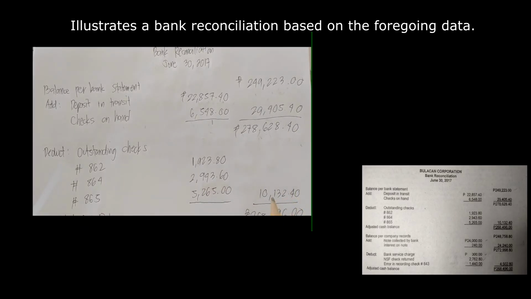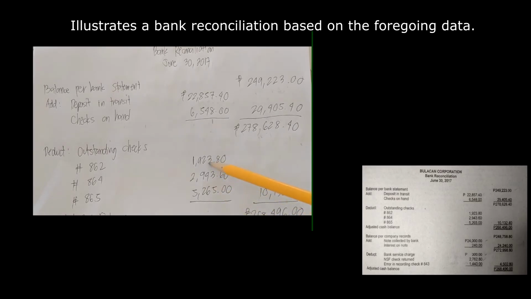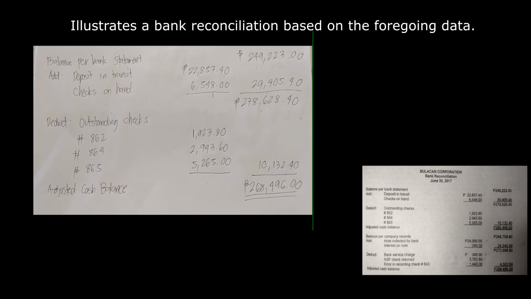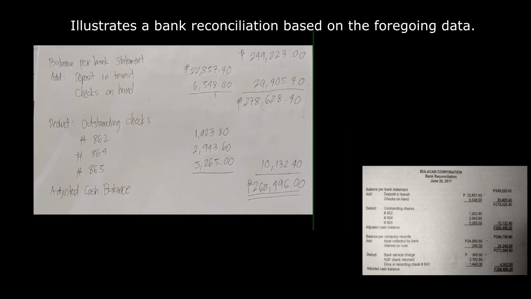After that, let's deduct 10,132.40 pesos, the total of the outstanding checks, from 278,628.40 pesos. After deducting, we will come up with the amount of 268,496 pesos, which is the adjusted cash balance.